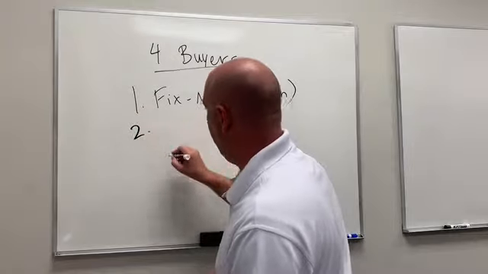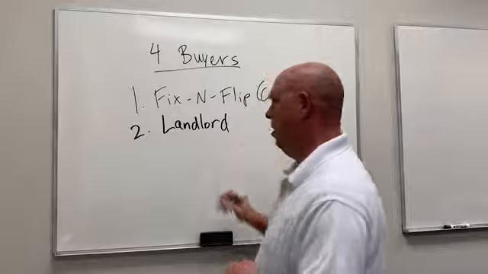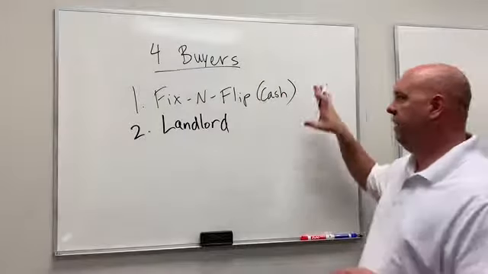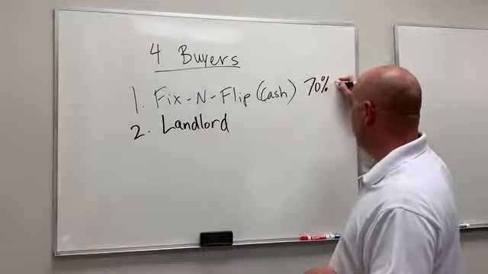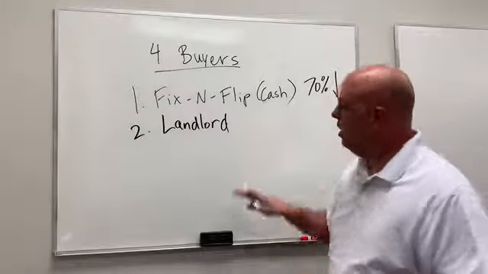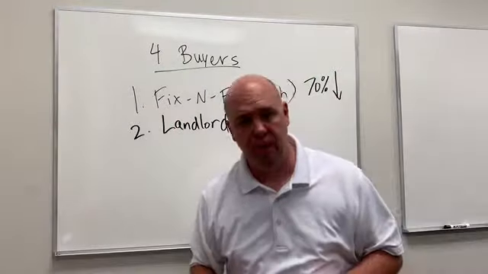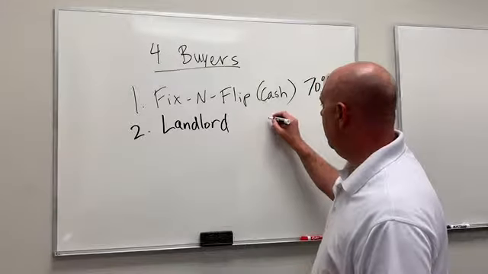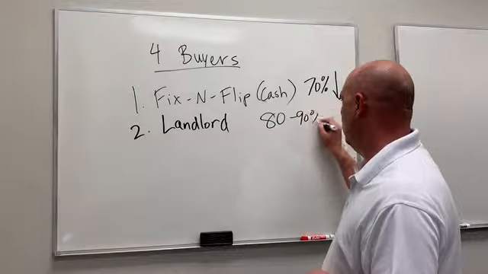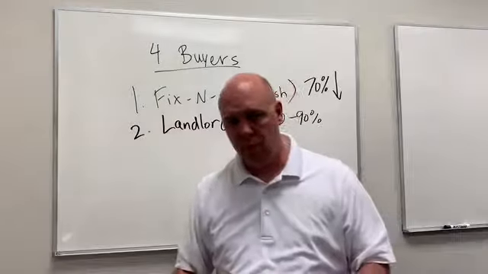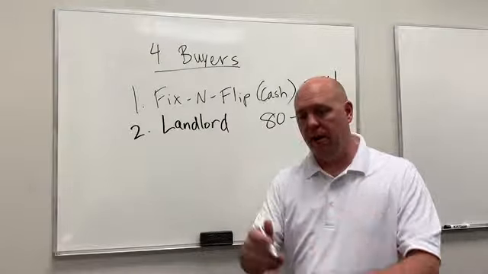And the second type of buyer you need is a landlord buyer. Okay, what's interesting is your fix and flip cash buyer usually likes stuff 70% of retail or below. A landlord buyer will buy properties higher than that 70% number. Okay, and they will typically buy anything at around 80 to 90% if there's some equity and there's not a lot of work to do on it. So this is a great buyer to have on your buyer's list, is a landlord buyer.